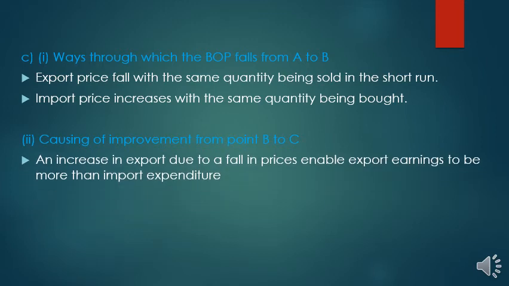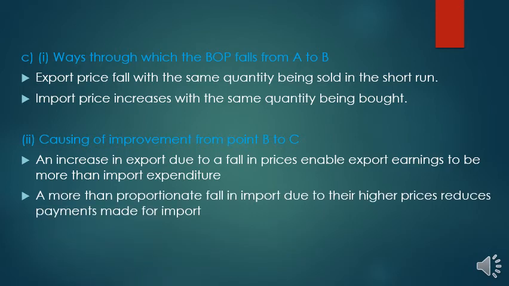We are saying that an increase in export due to a fall in prices enables export earnings to be more than import expenditures. Yes, you know that when price falls, quantity demanded increases. Now that the export prices have fallen, there will be an increase in the quantity demanded of export. So that in particular will cause the earnings from export to be greater than the expenditures on import. And you know that when earnings from export are more than the expenditure on import, it is a favorable BOP. The case is favorable.